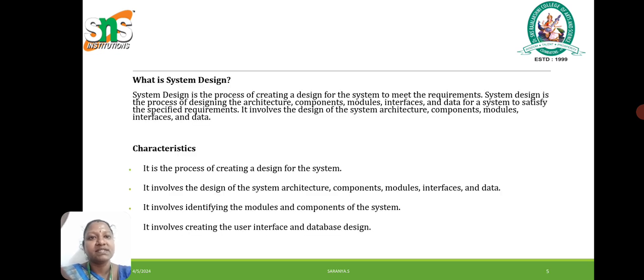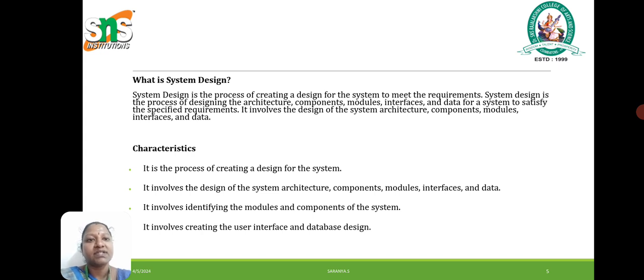Next, what is system design? System design is a process of creating a design for the system to meet the requirements. That is, system analysis is understanding the requirements; here we create a design to meet the requirements. System design is a process of designing the architecture, components, modules, interface and data for a system to satisfy the specified requirements. It involves the design of the system architecture, components, modules, interface and data.